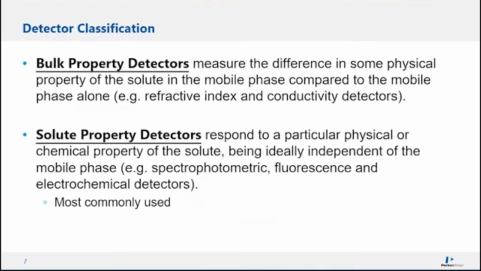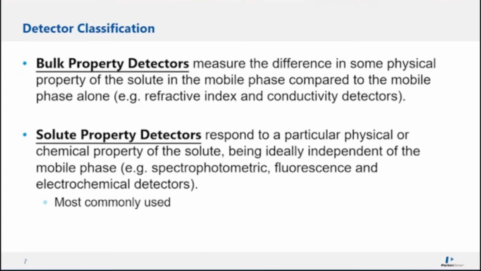The detectors can be grouped into two classes, bulk property and solute property detectors. Bulk property detectors are going to measure a difference of a physical property between the solute or the analyte mixed with a mobile phase to that of the mobile phase by itself. The detectors are considered universal detectors, but tend to have poor sensitivity and limited range. They are affected by small changes in mobile phase composition, preventing their use in gradient elution.